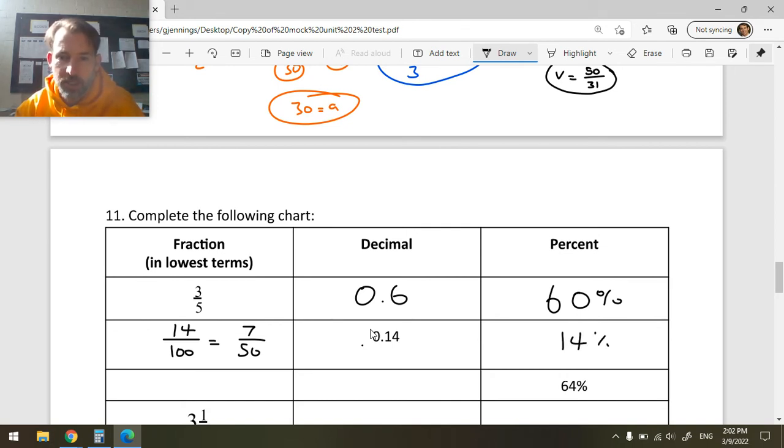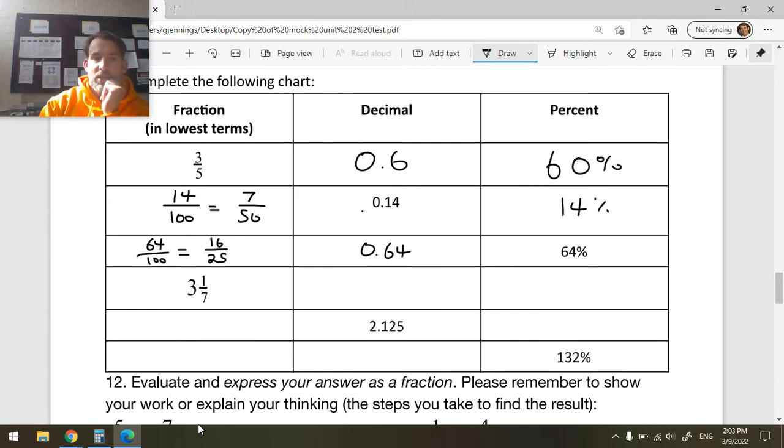Okay, 64%, that's 0.64. Let's write that as 64 over 100. Here I spot they're both divisible by 4. So 64 divided by 4 is 16. So I have 16 over 100 divided by 4. Well, a quarter is 25. There, 16/25ths.